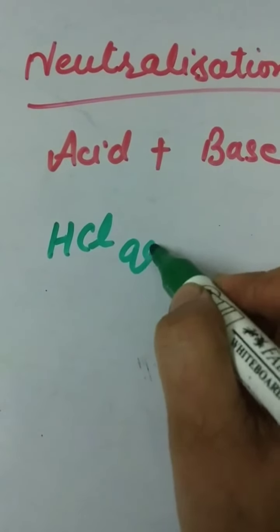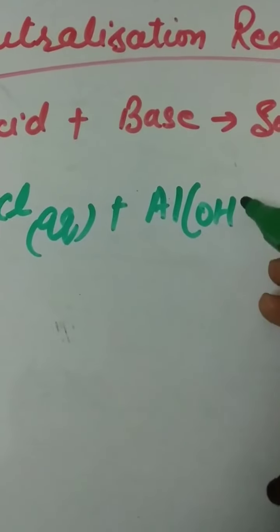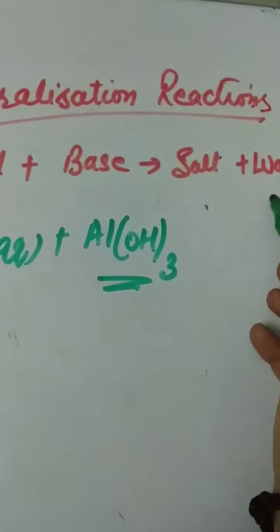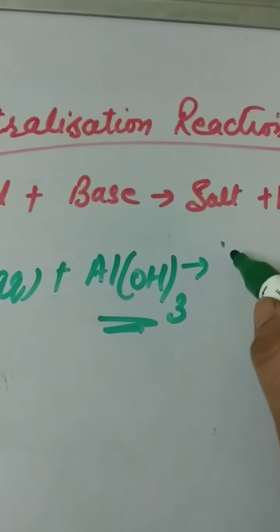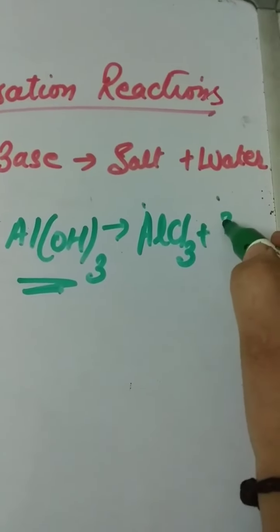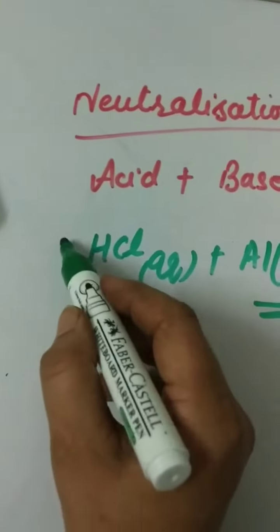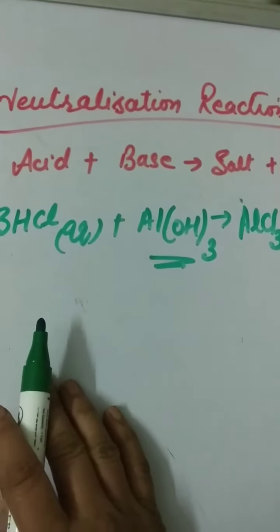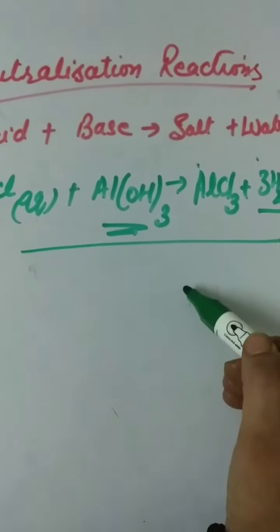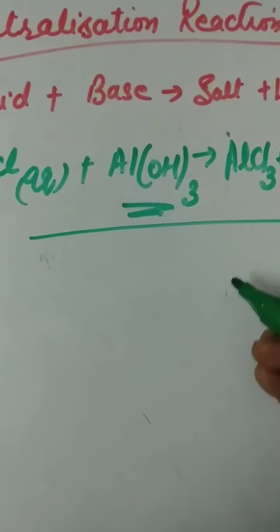If hydrochloric acid in aqueous form reacts with aluminium hydroxide base, it will form salt and water. Which salt will we get? We will get aluminium chloride as a product, and water will form. So we have to balance the equation also. Such reactions are known as neutralization reactions because the products are neutral, not acidic, not basic.